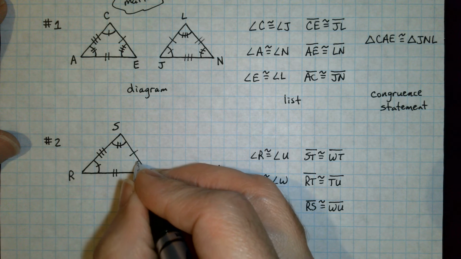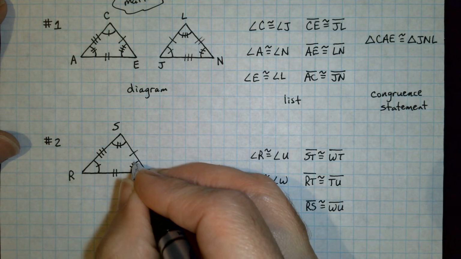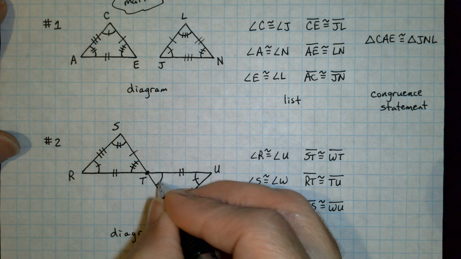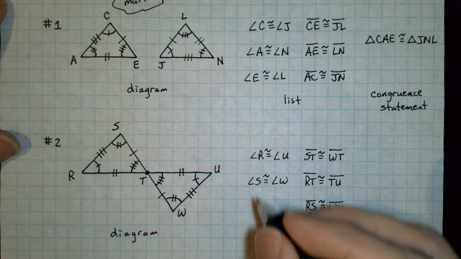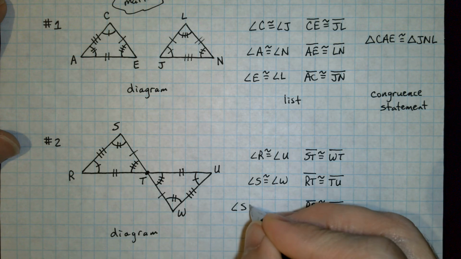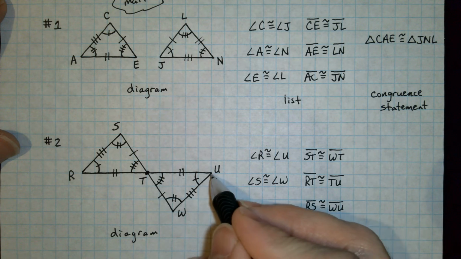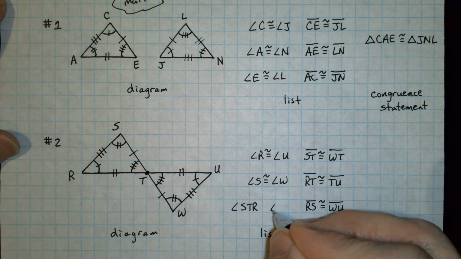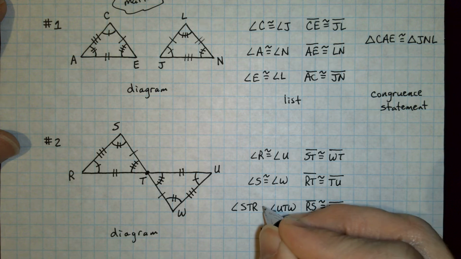And we know these are the same because they're vertical, even though they were not marked as congruent. We can do that now. So angle STR and angle UTW. They're congruent.